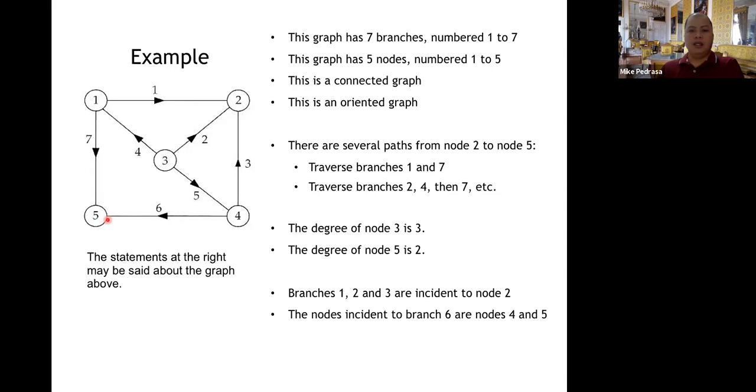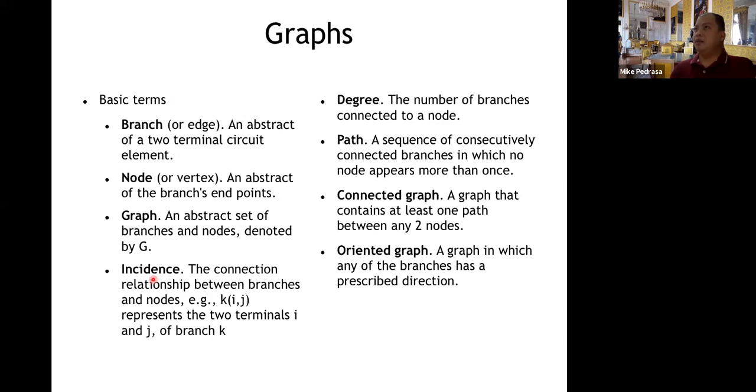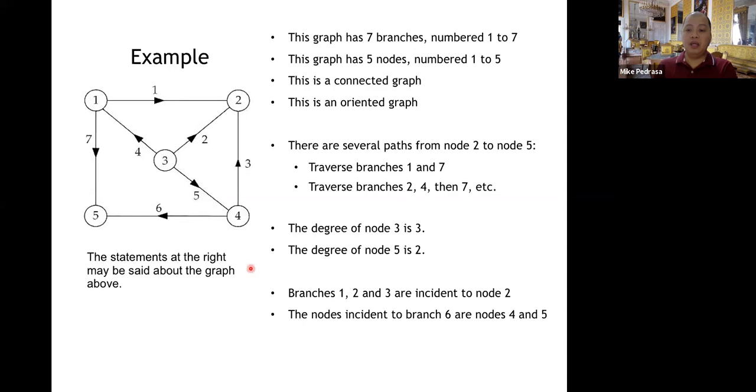Next. How about incidence? Incidence, parang it comes from the word incident. Parang there's an instance. So, incidence means there is a connection between branches and nodes. Yun lang naman yung ibig sabihin ng incidence. Let's just skip that part and use the example here. For example, if we look at node number 2, we can see that there are 3 incident branches. There are 3 branches that are connected to it. Doon natin ginagamit yung term na incidence.